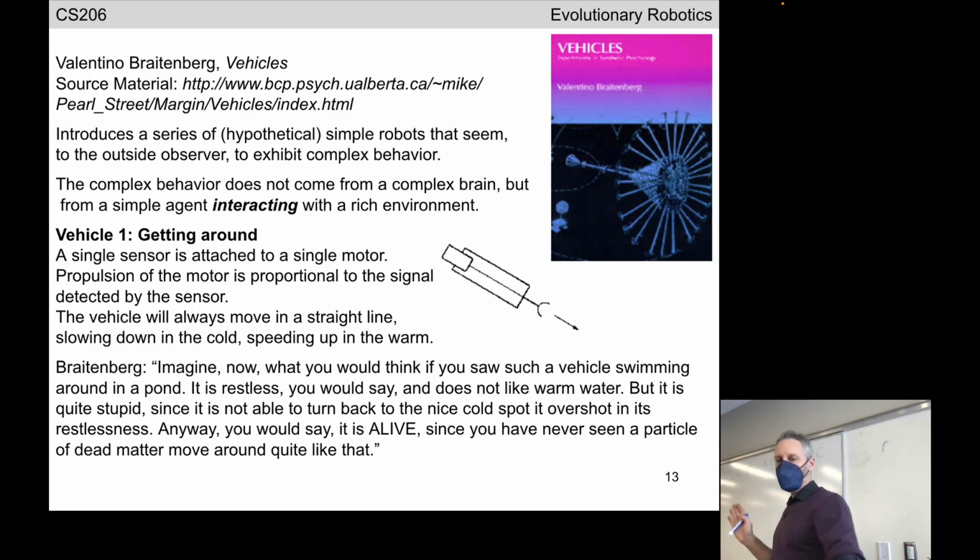Meanwhile, in the 1980s, elsewhere, Valentino Breitenberg wrote this book called Vehicles. Valentino Breitenberg was a neurophysiologist, meaning he studied the architecture of brains. Not in humans. He worked primarily in fruit flies. Again, if you've ever lived in student housing, you have first-person experience with fruit flies.